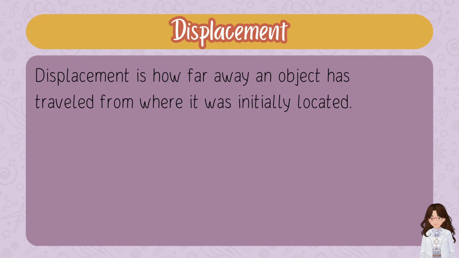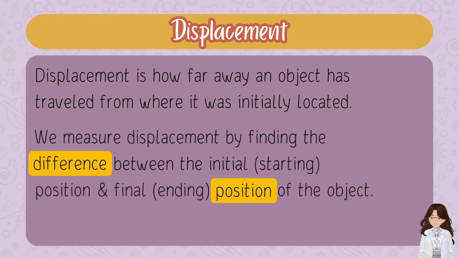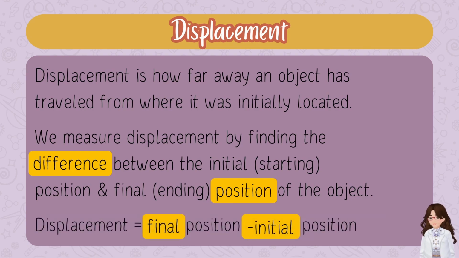Let's start out by talking about what is displacement. Displacement is how far away an object has traveled from where it was initially located. We measure displacement by finding the difference between the initial position, where the object starts, and the final position, where the object ends. We can write this mathematically by saying displacement is equal to the final position minus the initial position.